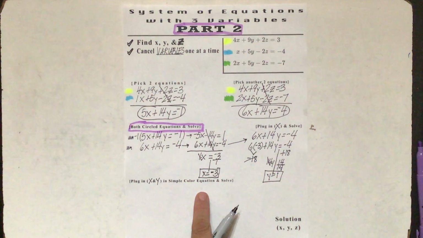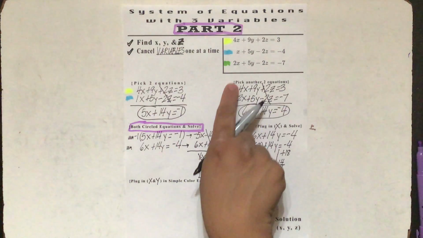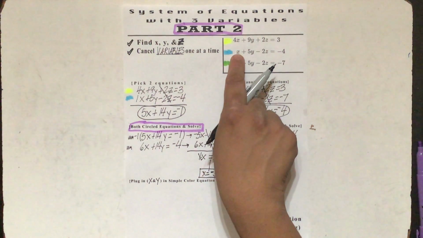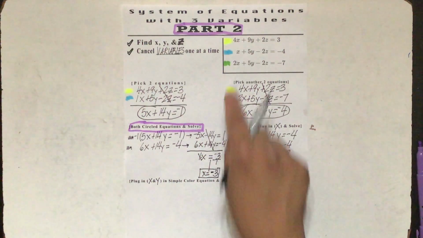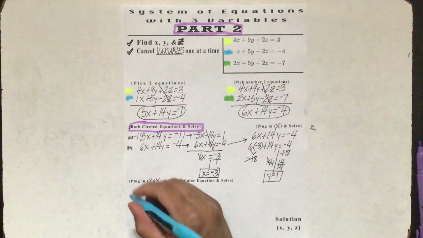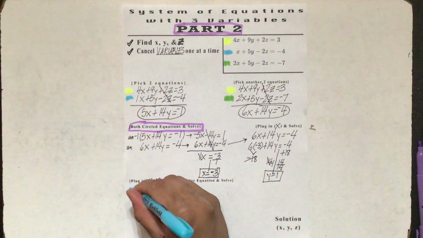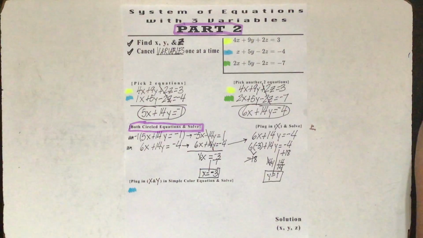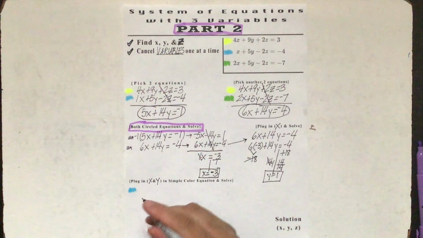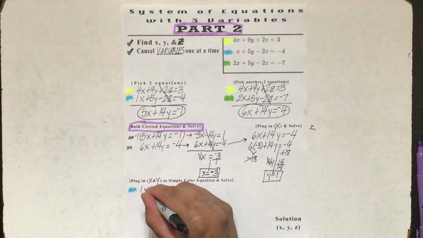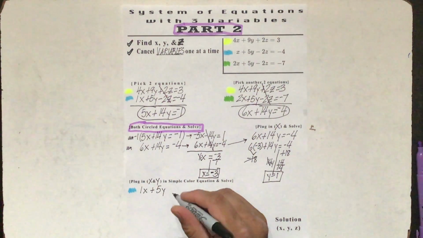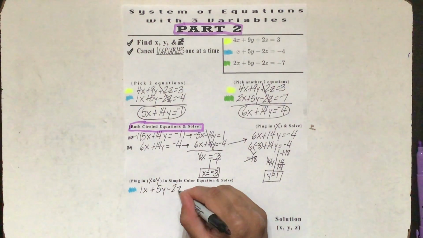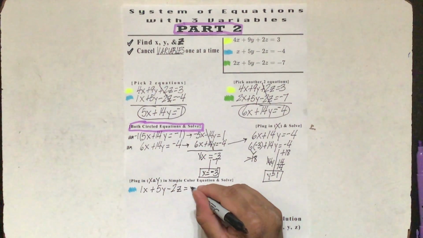Simple color equation. That's where I look back over here and I look at my colors. Green, blue, and yellow. Which one is the most simple of those three? I personally think blue is the most simple. So I'm going to plug in blue. So what does blue say? 1x plus 5y minus 2z is equal to negative 4.